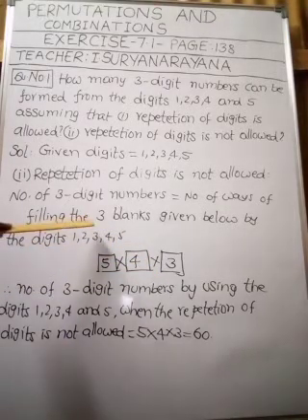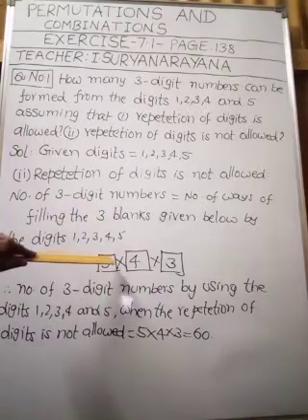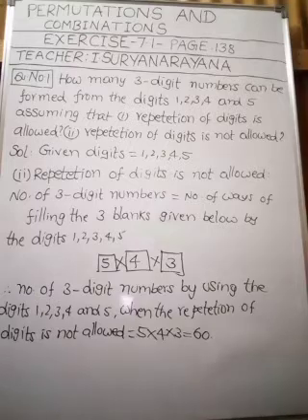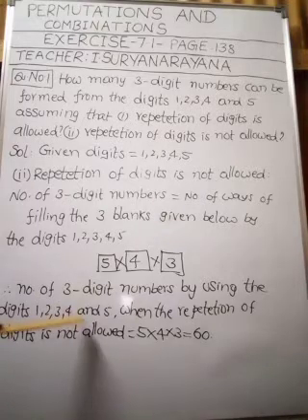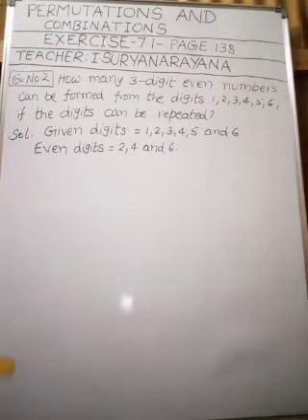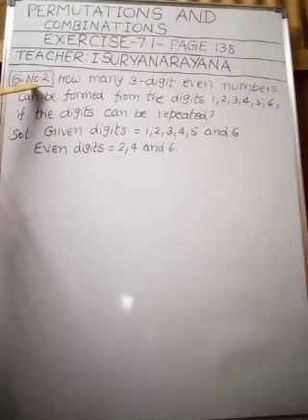We can write 3 digit numbers. How many 3 digit numbers can be written? 60 three digit numbers can be written when the repetition of the digit is not allowed. Okay, my dear children, understood? Right. Now come to the next question, question number 2.